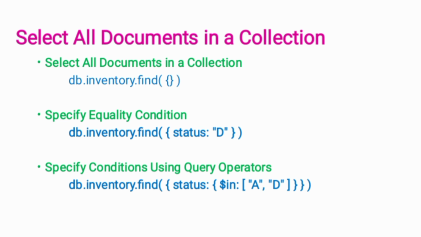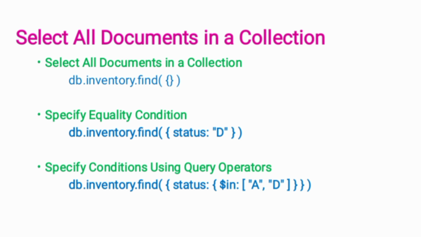Next, specify equality conditions. To specify equality conditions, use field:value pair expressions in the query filter document. Here we have query as db.inventory.find. Within the parenthesis, there is status key and the D value pair. It selects from the inventory collection all documents where the status equals D.